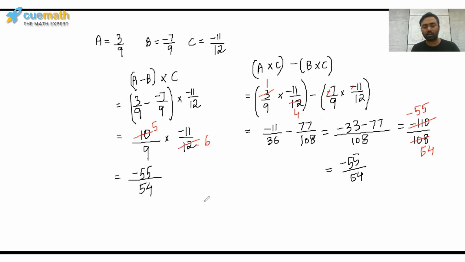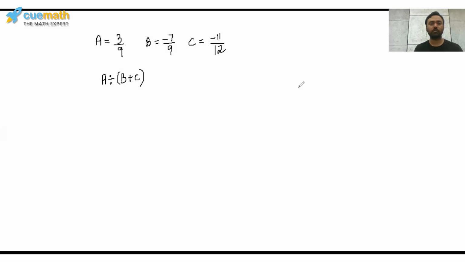So we can draw our conclusion from here that A minus B times C is equal to A times C minus B times C. So from here we can conclude that multiplication of rational numbers is both left distributive and right distributive over both addition and subtraction. Let's now check the same for the division part now. Now let us see whether the same is applicable for the division part.